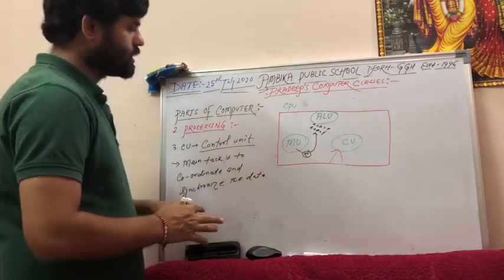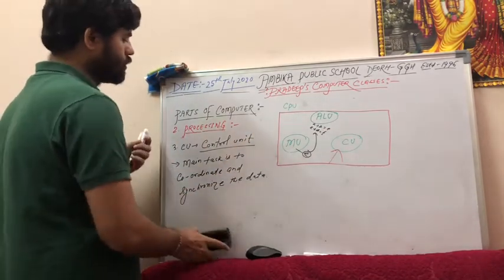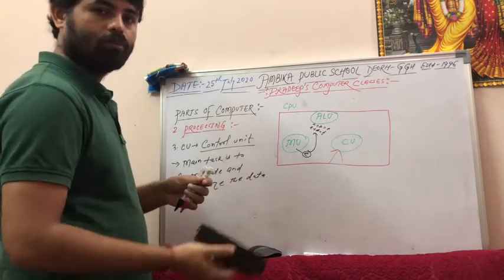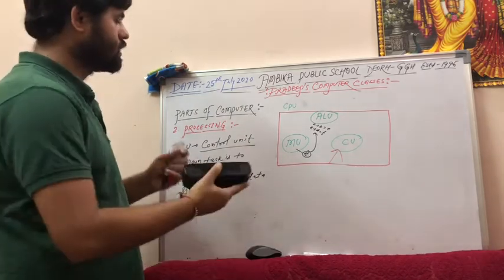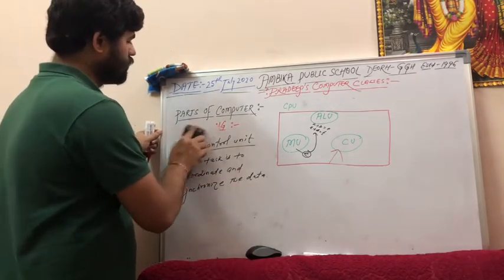Okay. So next is output. In the hardware we have seen input device, processing and output device. So we'll see the output device now, and then we'll close this session.